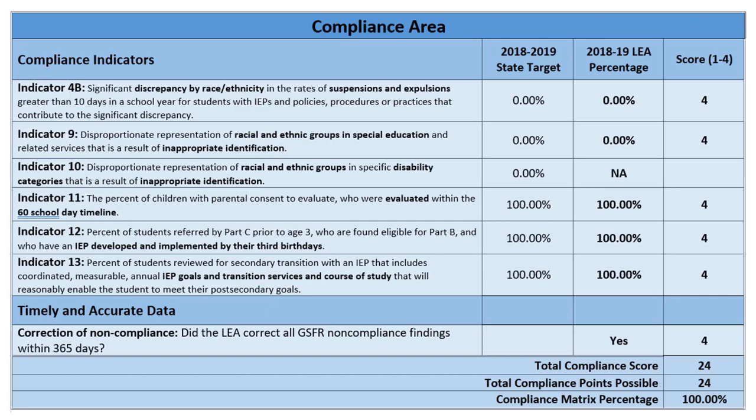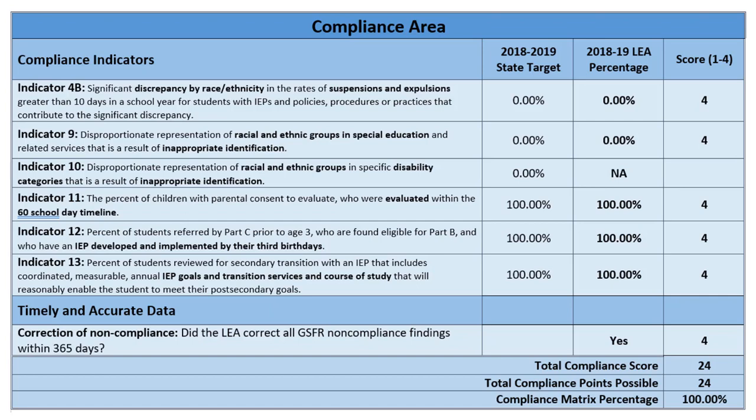Indicator 11 is 60-day timeline. Indicator 12 is Part C to Part B early childhood transition. And indicator 13 is secondary transition. And then we've got one indicator under timely and accurate data, which is correction of GSFR non-compliance. And like in the results matrix, we have the targets there. The targets for 4B, 9, and 10 are all 0, and they're always 0. And the targets for indicators 11, 12, and 13 are always 100%.